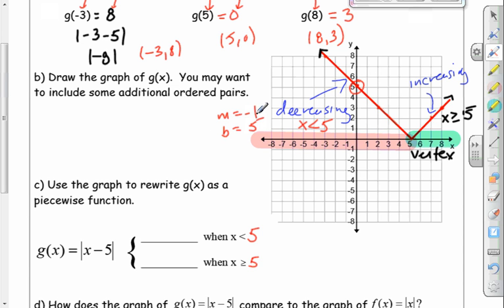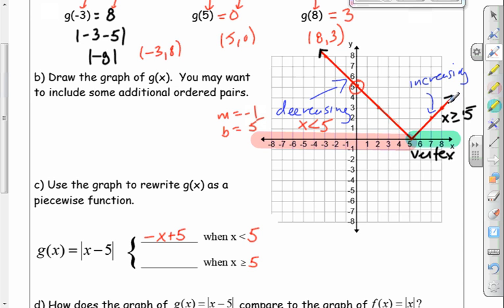So we have a slope of -1 and a y-intercept of 5. On the decreasing part of the function, the rule would be -1x, or -x, plus 5. So we've just defined this piece of the function, just the decreasing piece. It has a slope of -1x plus 5 when x is less than 5.